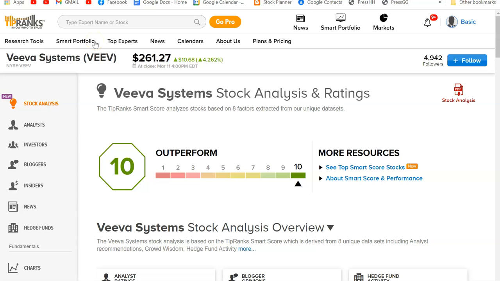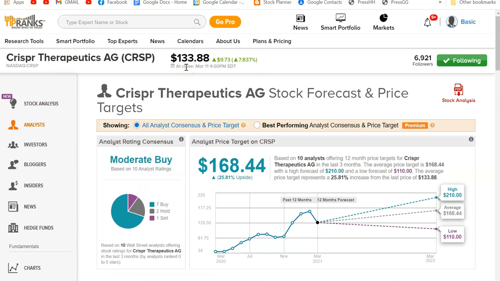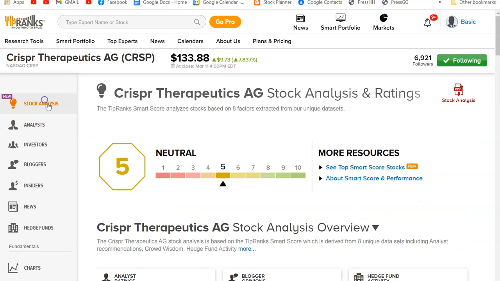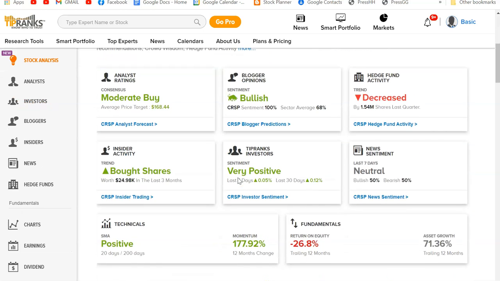And the last one is CRISPR. 133, 134, 168. A lot of distance. Good job. Moderate buy. Good. Like it. It's a cure for cancer. A 5. I've got better things on my list to do, and I don't have a whole lot of money. So I might wait for this to see what we get. Hedge fund activity decreased. I don't like that.